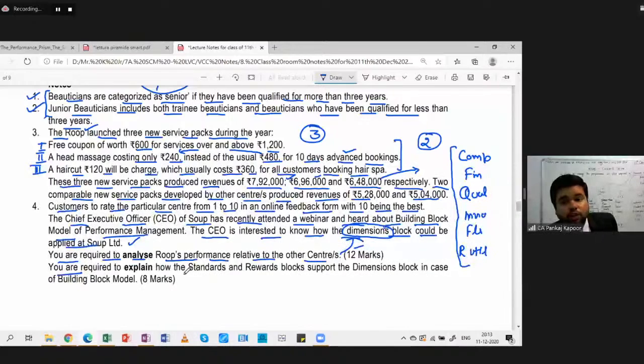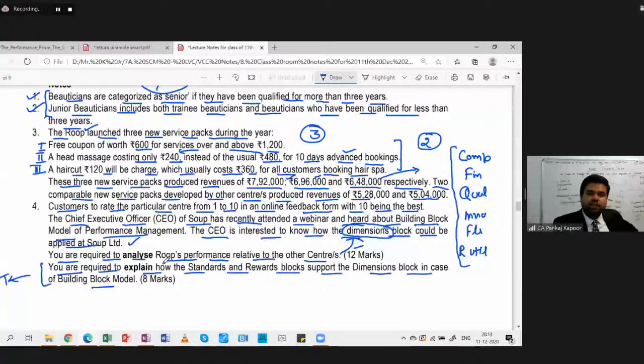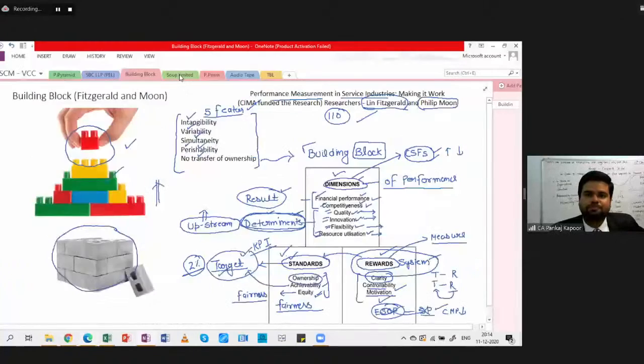You are required to explain how the standard and reward blocks support the dimension block in the building block model. This is a purely theoretical question, not having any practical importance. So you need to explain the theory: what the characteristics of standard are, what the characteristics of reward are, and what they actually mean. Standard means nothing but the target, and reward means nothing but the incentive which the person will get after attaining the standard. Now let me go to the sheet where we will solve this particular question.